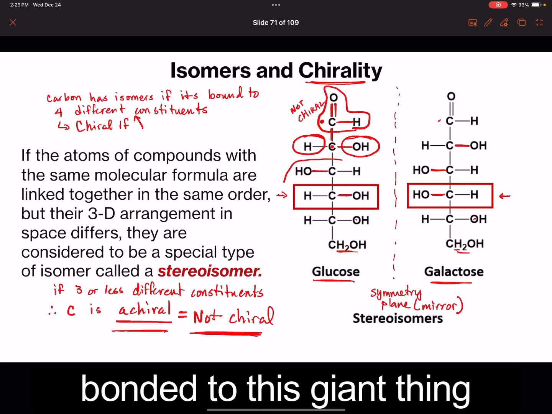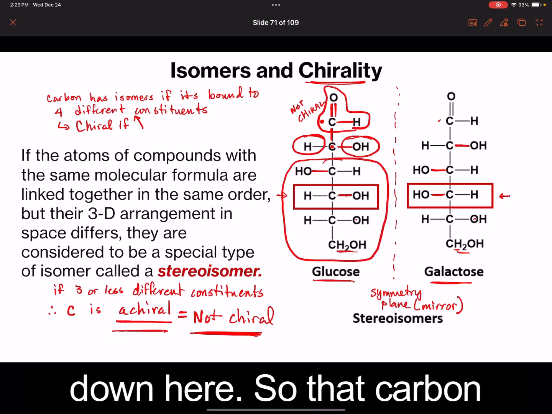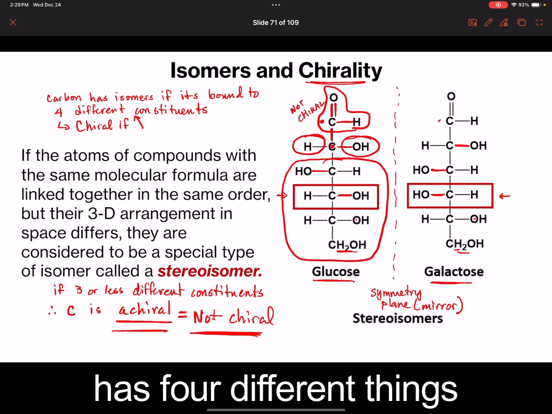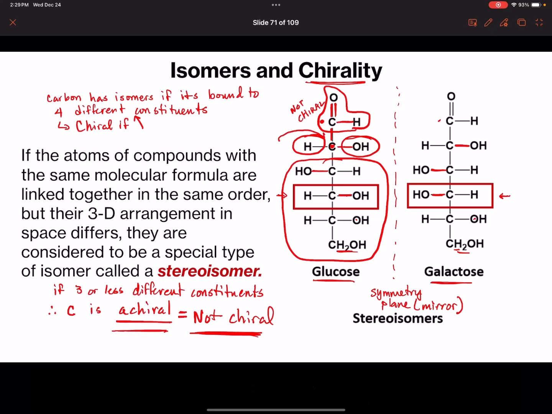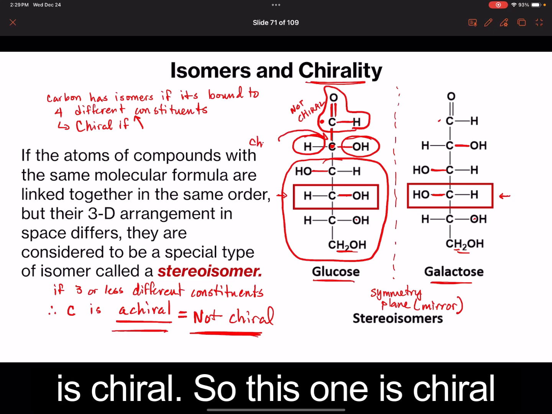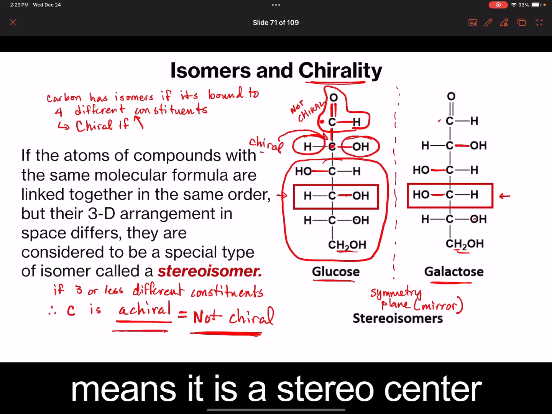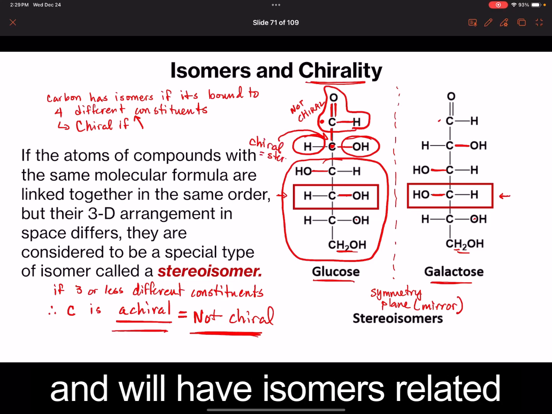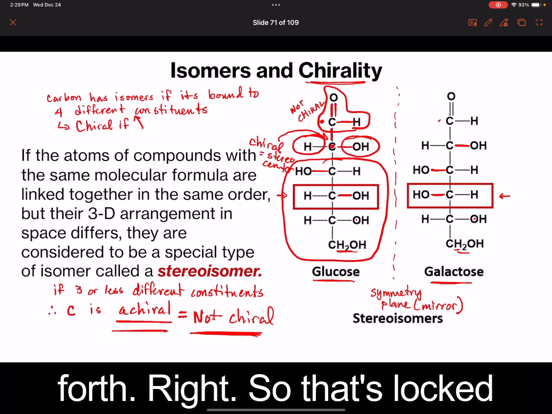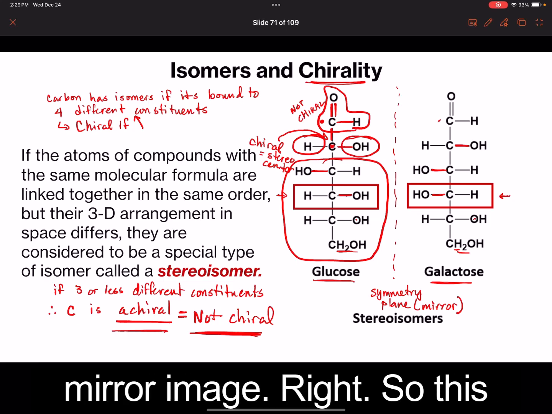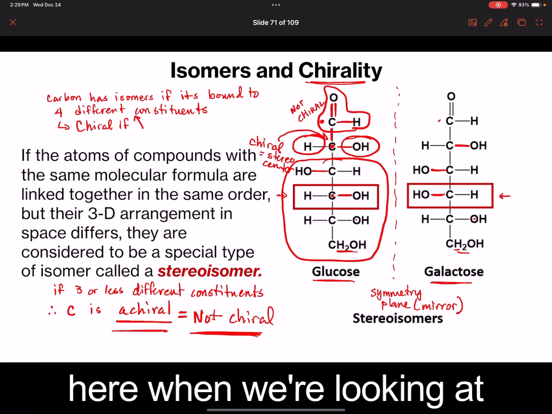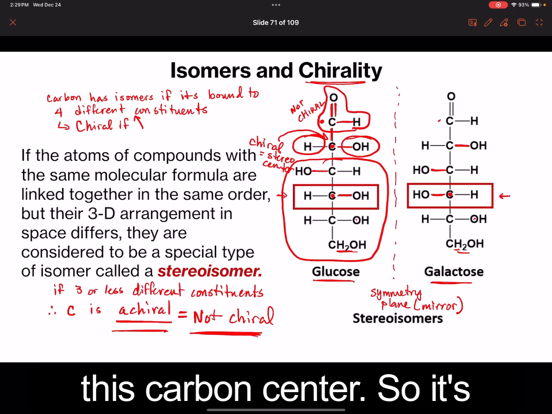And it's bonded to this giant thing down here. So that carbon has 4 different things bonded to it. This carbon here is chiral. So this one is chiral, means it is a stereocenter and will have isomers related to it, whether it's back and forth, right? So that's locked in a position where you can't superimpose it on top of the mirror image, right?